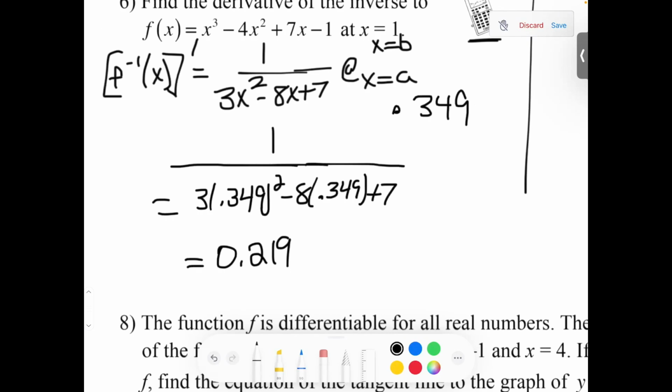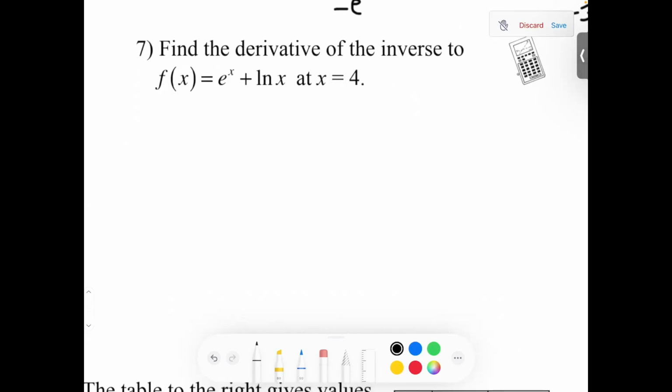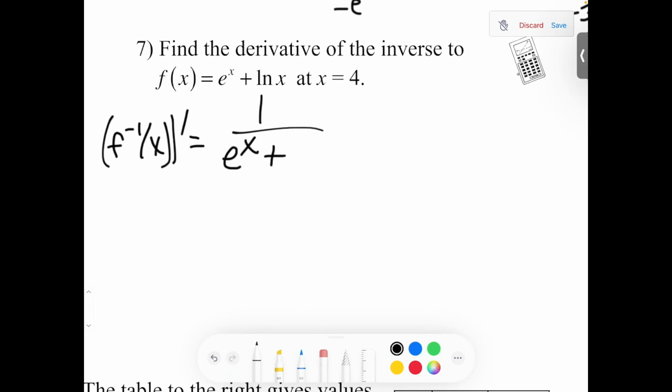Number 7, find the derivative of the inverse to f of x equals e to the x plus ln x. So f inverse of x prime, the derivative of that would be 1 over the derivative of f, which is e to the x plus 1 over x, at x equals 4. Remember, that's x equals b, and we want x equals a.